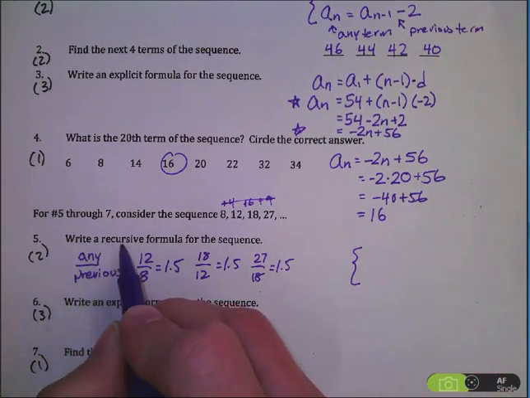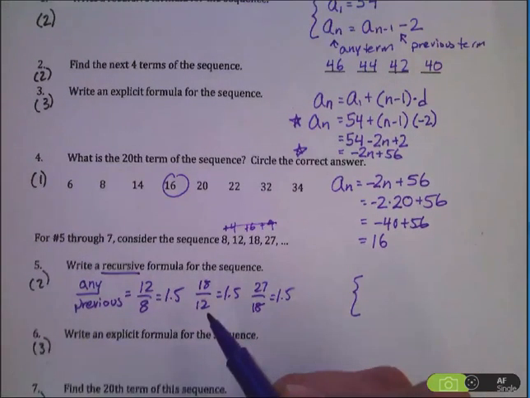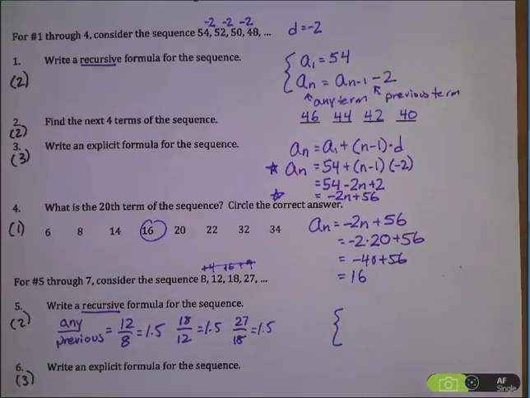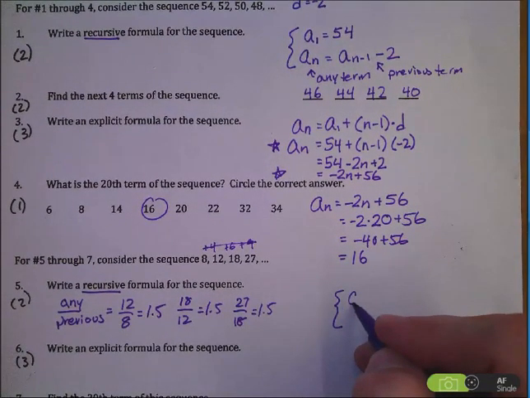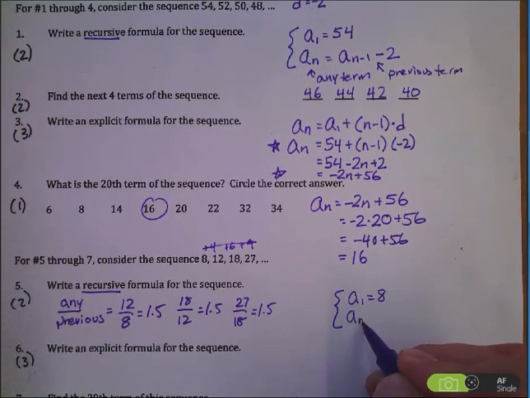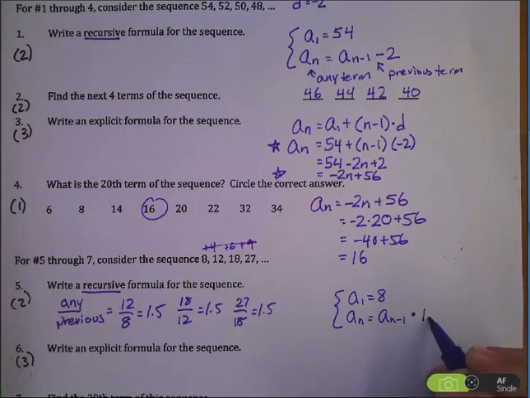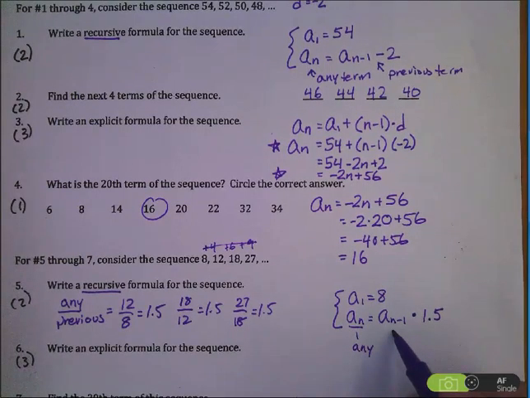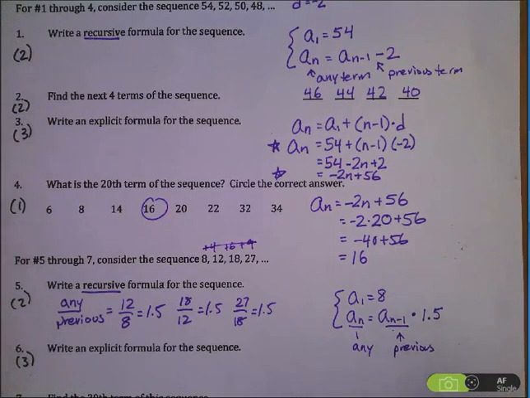For number 5, we're trying to find a recursive formula just like we did in problem number 1. When you do a recursive formula, there are going to be 2 steps. The first step is writing down what the first term is, which is 8. And then to find any term, remember a sub n means any term, you take the previous term, and this time you multiply by 1.5, your constant ratio.